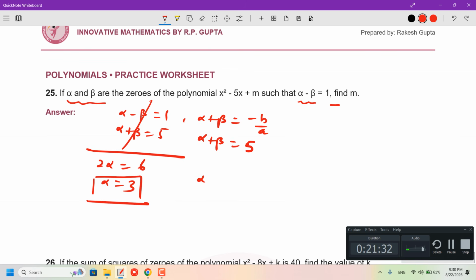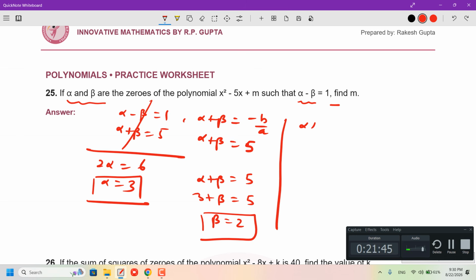Okay, and alpha plus beta equals 5, so 3 plus beta equals 5, so beta equals 2. Now alpha into beta equals c upon a, so alpha into beta means 3 into 2 equals m upon 1, so m equals 6.